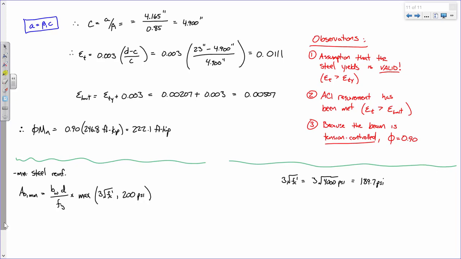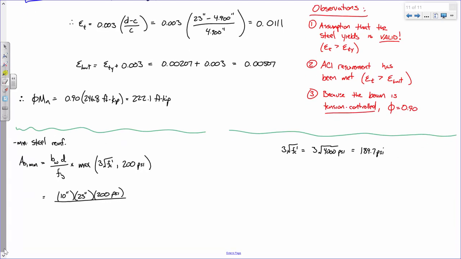Do I have a second on that? Yep. So what's the maximum, 3 square root of f'c or 200? 200. So we're going to have a fraction. What was b for this beam? 10 inches. d was what? 23 inches. 200 psi, and what goes on the bottom? 60,000 psi, exactly.